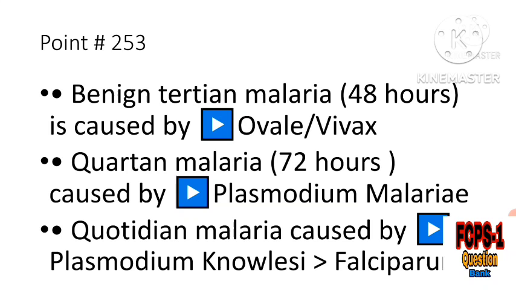Benign tertian malaria. Symptoms, fever occurs every 48 hours. So it is caused by vivax and ovale. And quartan malaria, fever occurs every 72 hours. Caused by Plasmodium malariae. And quotidian malaria is caused by Plasmodium knowlesi or Plasmodium falciparum. So remember, benign tertian malaria is caused by vivax and ovale. Quartan malaria is caused by Plasmodium malariae. And quotidian malaria is caused by knowlesi or falciparum.